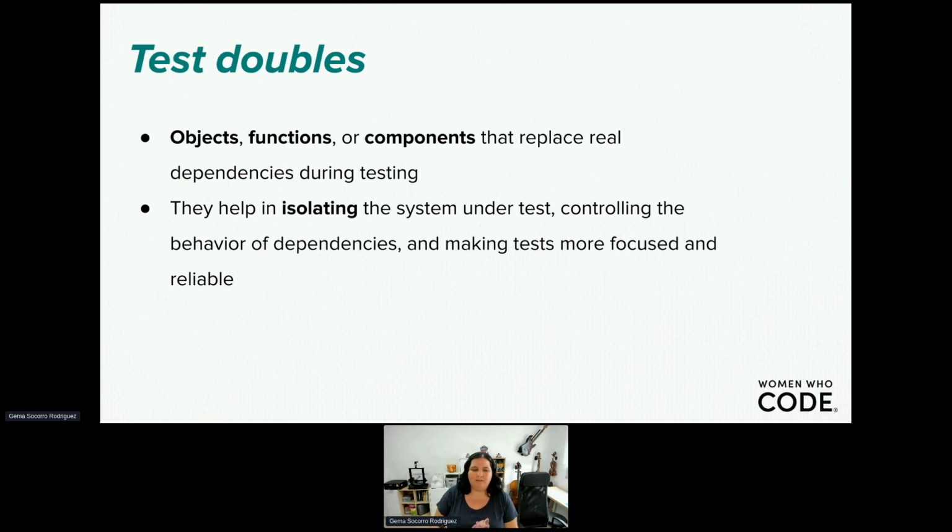For example, if I want a dependency to throw an error, test doubles will help me to make that error happen and then see how my SUT is going to behave. So they help us isolate the system under test, control the behavior of dependencies, and make our tests more focused and reliable.